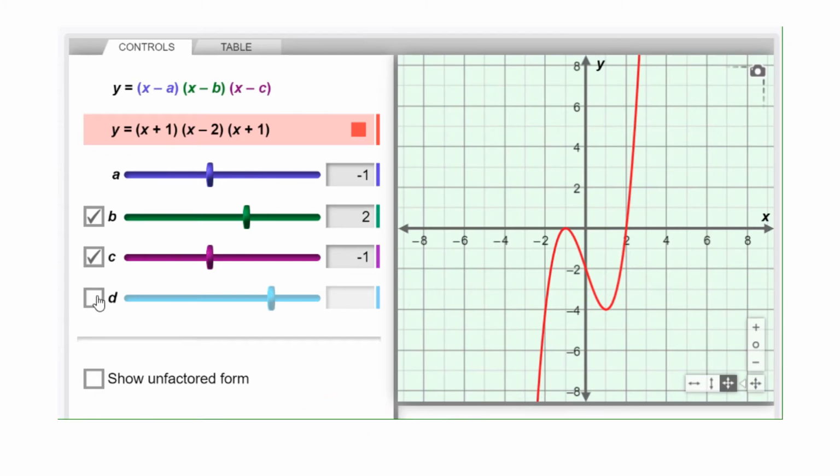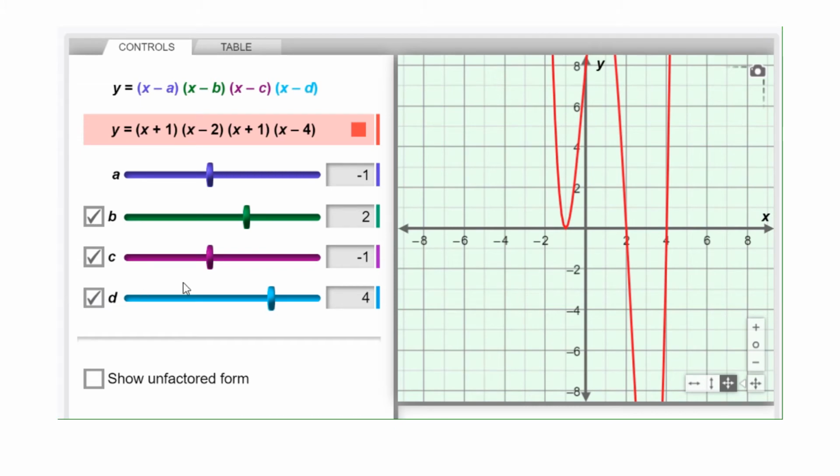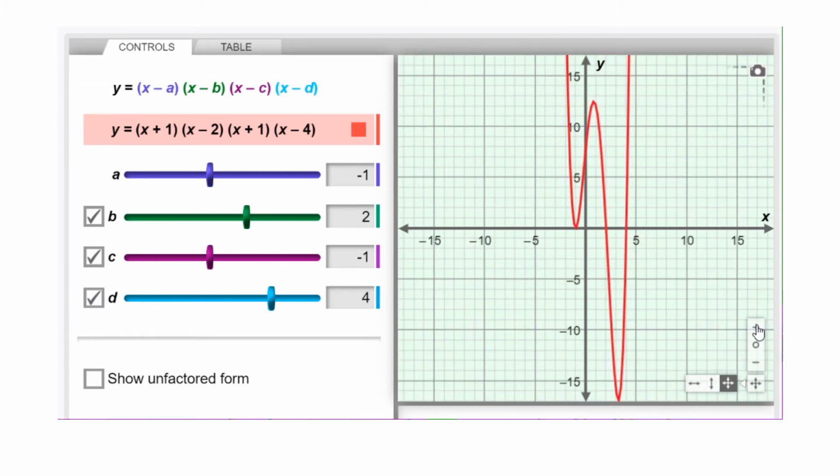Let's put in a 4th factor here. So now we've got a quartic. Let me zoom out. See that quartic shape? It's that W shape. So there's a quartic. We've got a parabolic root here because we have x plus 1 twice. And then we have a straight through at x equals 2 and a straight through at x equals 4.